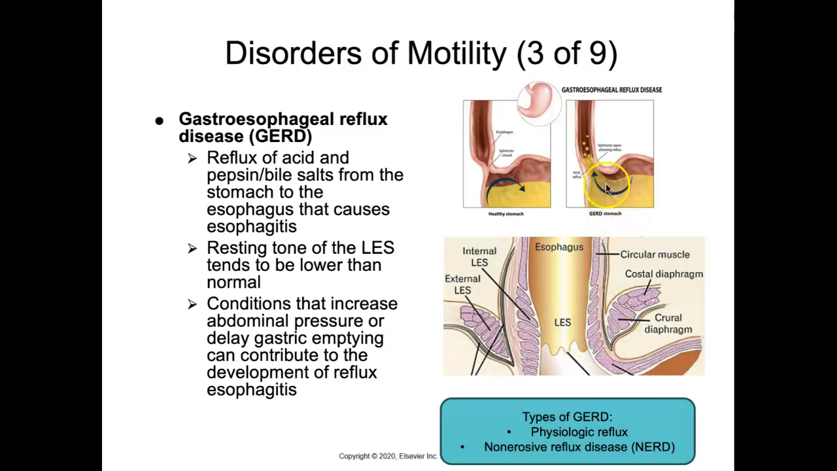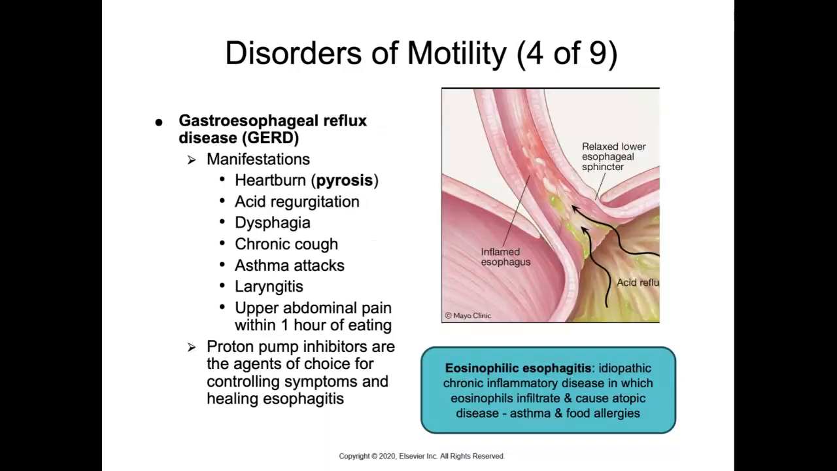In another instance, we may have highly acidic gastric contents, or we may contain bile salts and pancreatic or intestinal enzymes due to some type of reflux from the intestines moving into the stomach. And that could also cause a reflux esophagitis that can be really severe because it could cause mucosal injury and inflammation within this area. And we may be familiar with some of the manifestations of GERD. It's going to include heartburn or pyrosis, acid regurgitation, dysphagia, chronic cough, asthma attacks, laryngitis, and upper abdominal pain within 1 hour of eating.